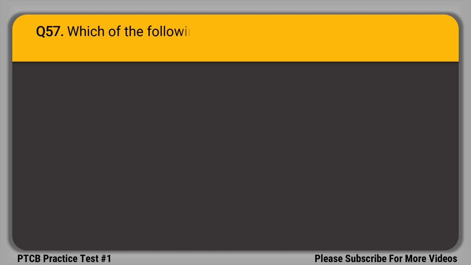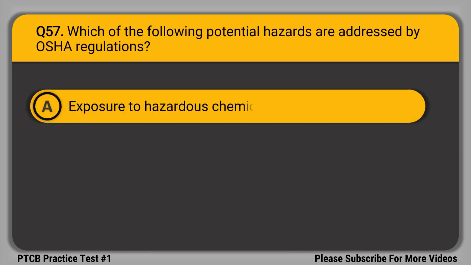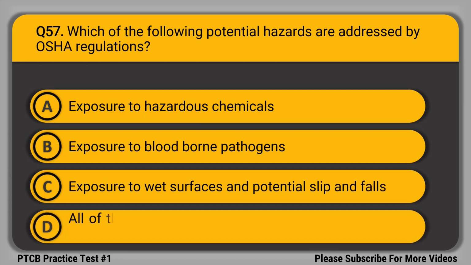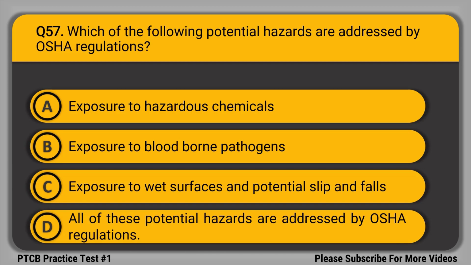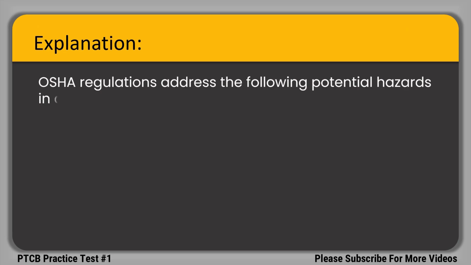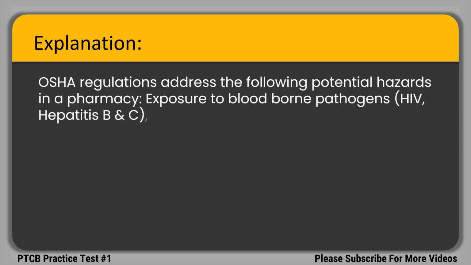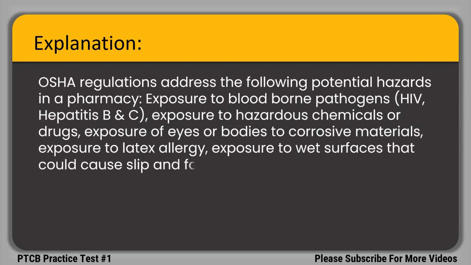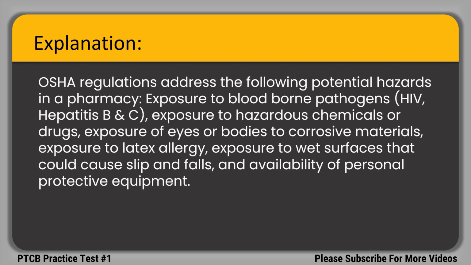Question 57. Which of the following potential hazards are addressed by OSHA regulations? A. Exposure to hazardous chemicals. B. Exposure to blood-borne pathogens. C. Exposure to wet surfaces and potential slips and falls. D. All of these potential hazards are addressed by OSHA regulations. OSHA regulations address the following potential hazards in a pharmacy: exposure to blood-borne pathogens like HIV, hepatitis B and C, exposure to hazardous chemicals or drugs, exposure of eyes or bodies to corrosive materials, exposure to latex allergy, exposure to wet surfaces that could cause slips and falls, and availability of personal protective equipment.